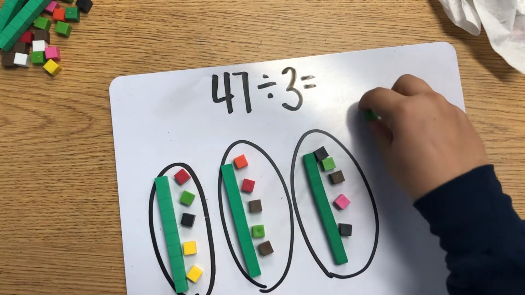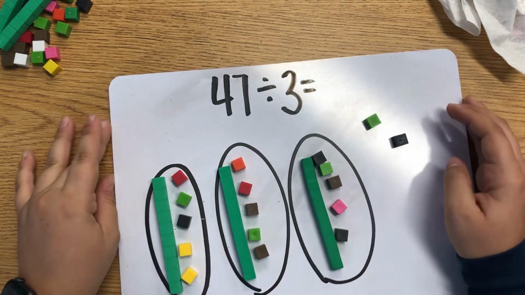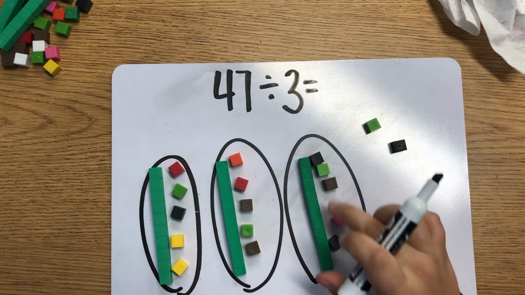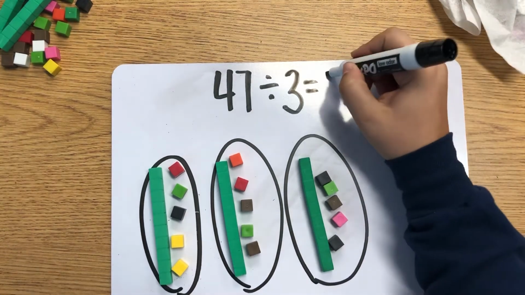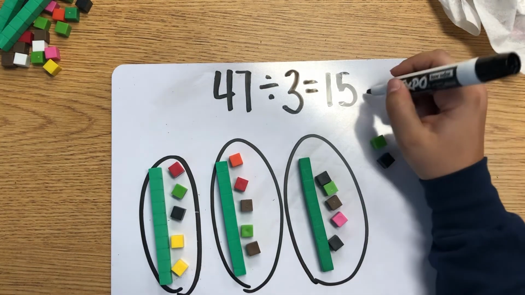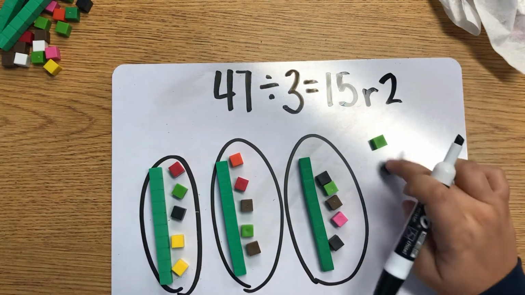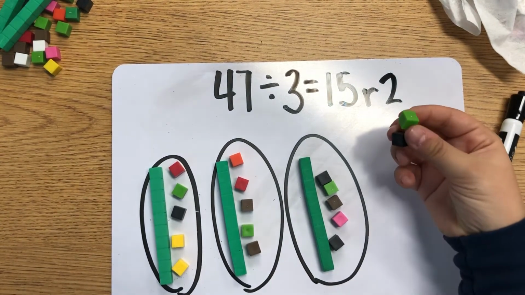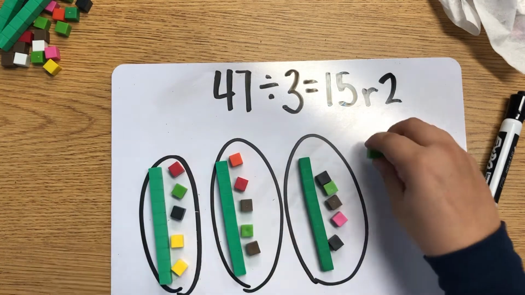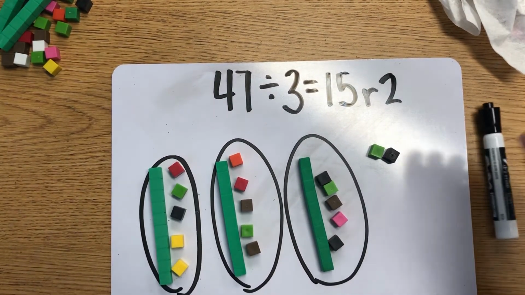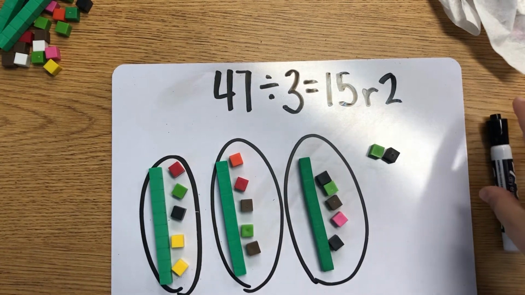All right, so now I have equal groups, but I have 2 left over. I have 3 equal groups of 10, 11, 12, 13, 14, 15. 3 equal groups of 15 with a remainder of 2 because I have 2 left over. I cannot put these 2 in any of these groups and still have 3 equal groups, meaning the 3 groups all have the exact same number of units in them.